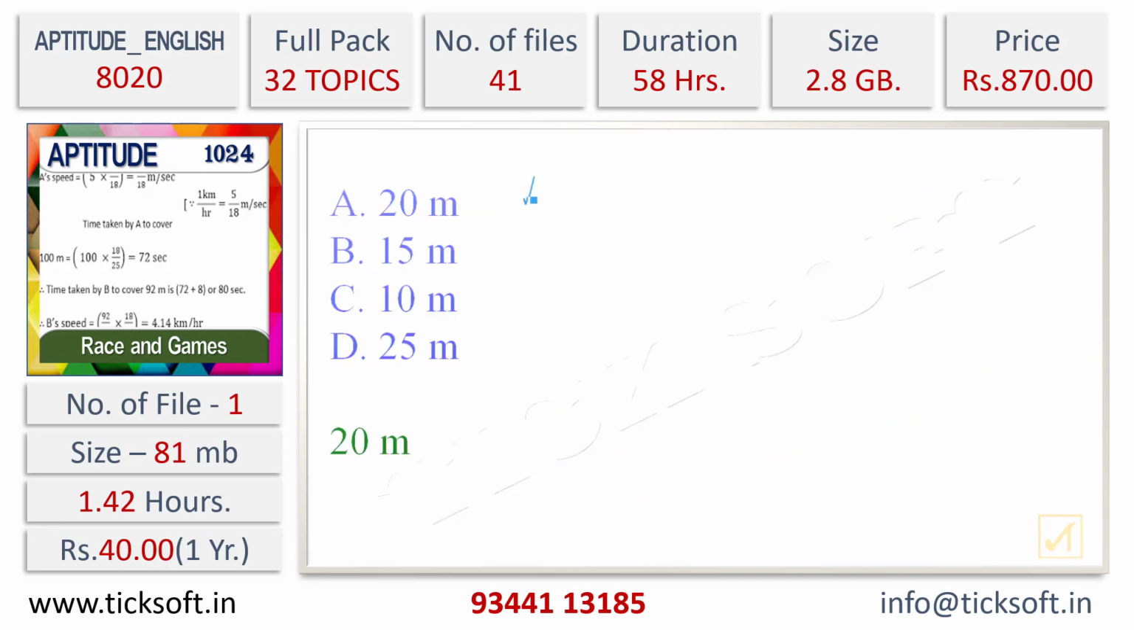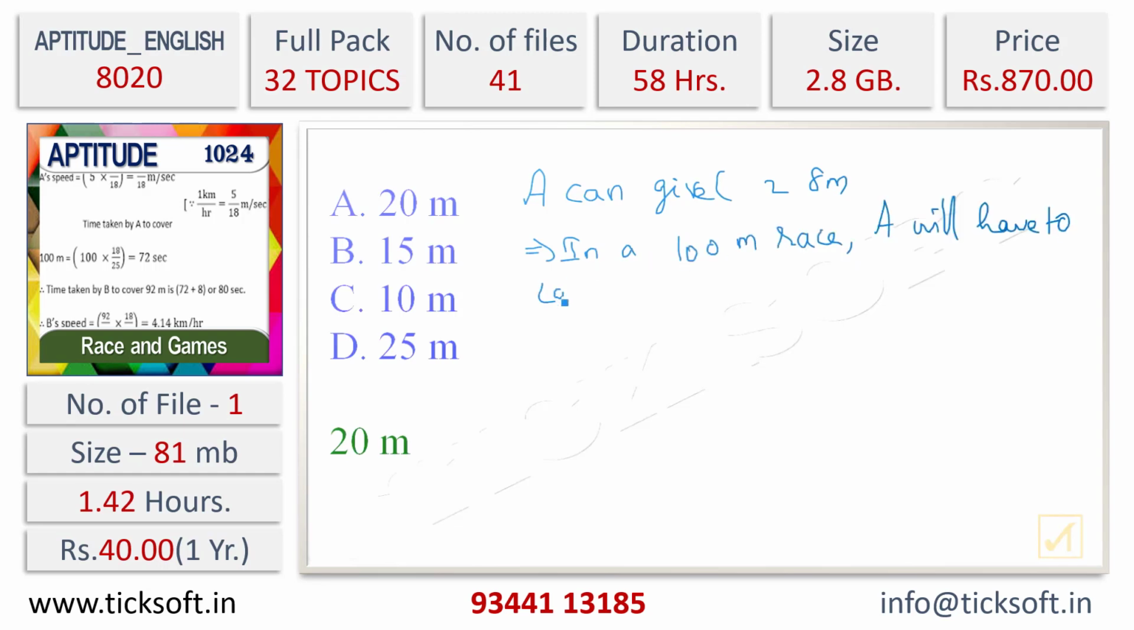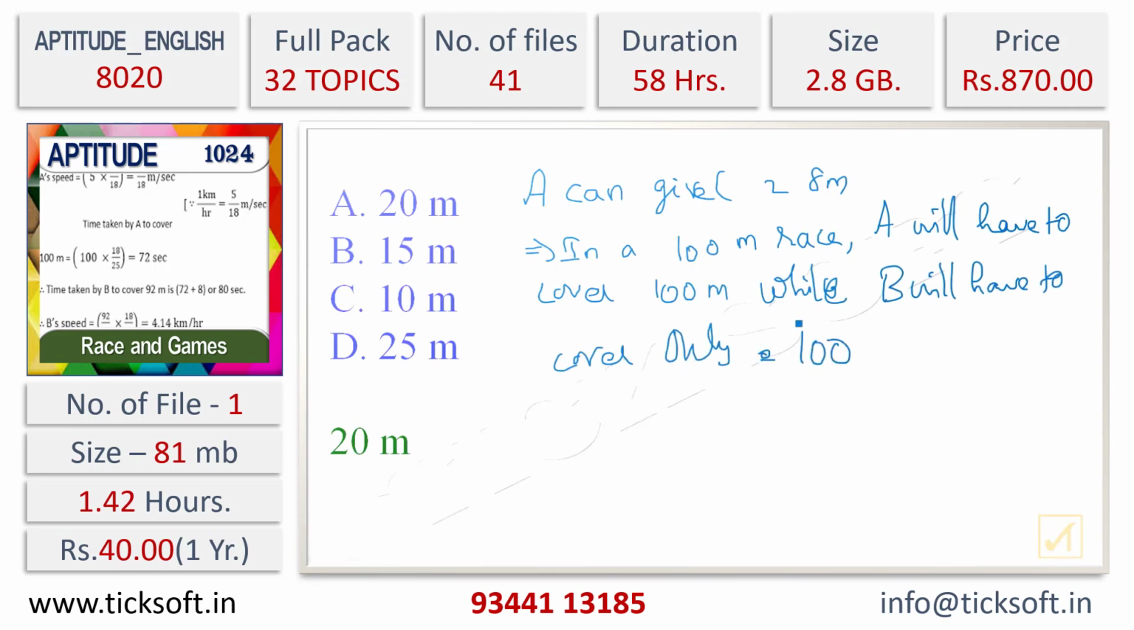So now we are going to write down the mathematical interpretation of this, A can give C 28 meters. So this implies in a 100 meters race, A will have to cover 100 meters while C will have to cover only how many meters? Only the total value 100 minus this 28. So 100 minus 28 will be equal to 72 meters. So whenever A covers 100 meters, then C covers only 72 meters.